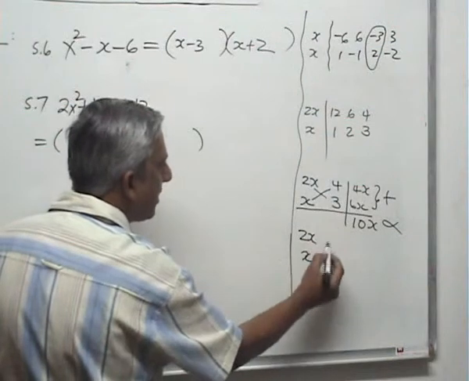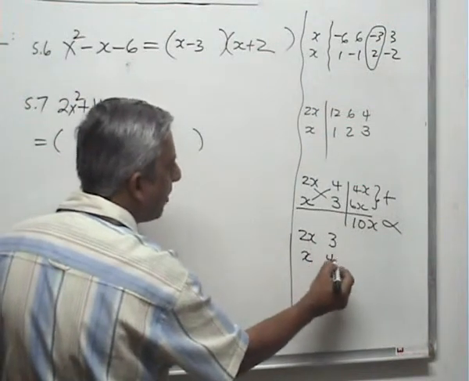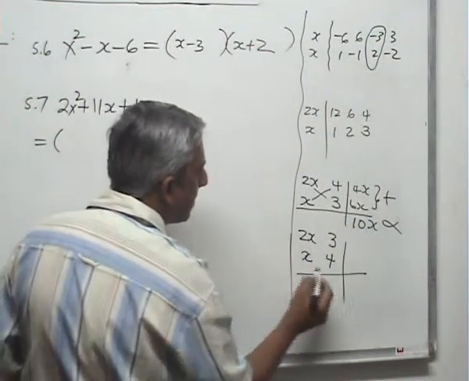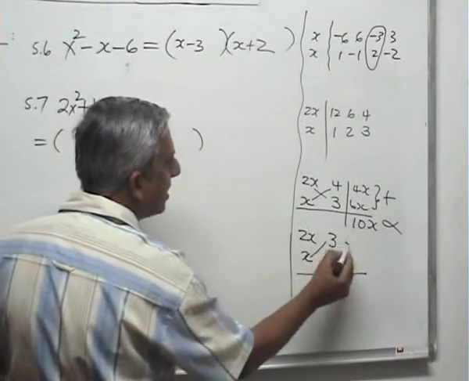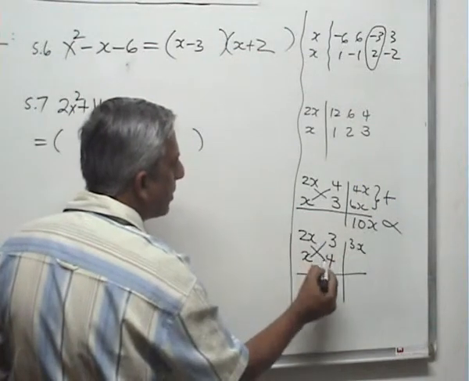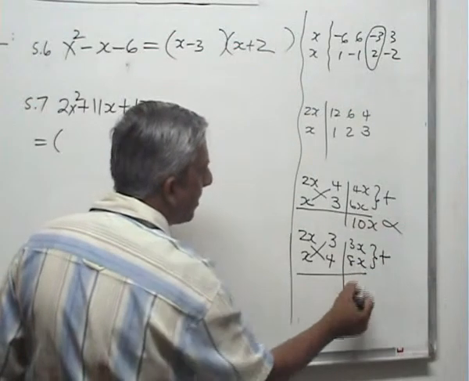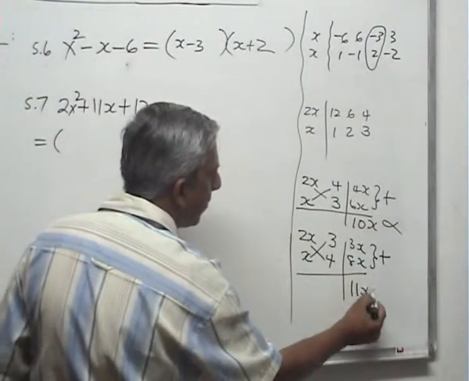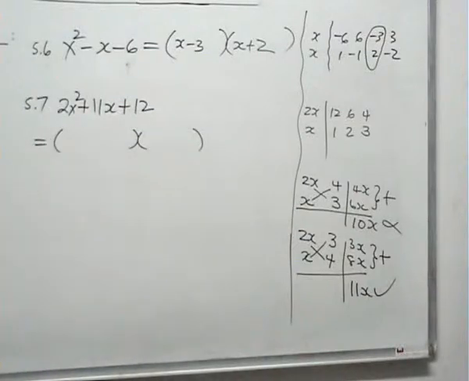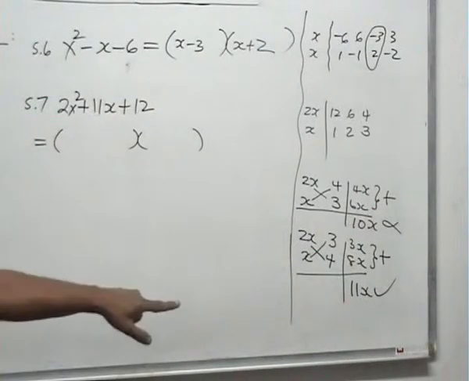See this 4 and 3, you put the 3 on the top, put the 4 in the bottom now. And then try it. X times 3, 3x. 2x times 4, 8x. Add it up, 11x. And voila, we've got what we wanted. We wanted 11x, we've got it.